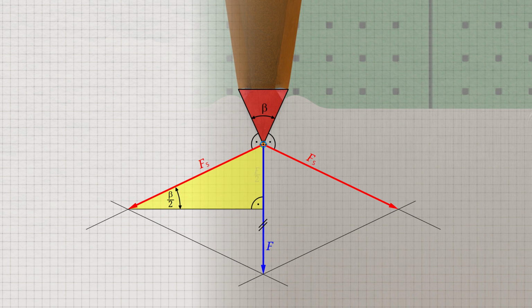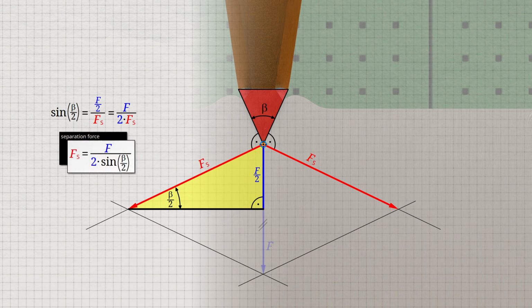The opposite side of the drawn angle equals half the applied force F, and the hypotenuse represents the separation force. Using the sine function, this yields the ratio of half the applied force to the separation force. Solving this equation for the separation force gives the shown formula for calculating the separation forces. Mathematically, this also shows that as beta decreases, the sine value decreases, and the separation force increases.